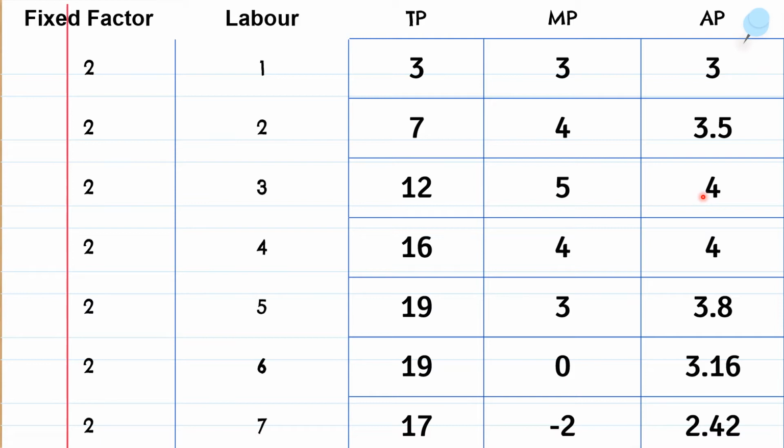Did you get that? Here again, 16 divided by 4 is 4, which means each of the 4 unskilled laborers produces 4 units. Then again, 19 divided by 5 is 3.8. That means each of the 5 contributes to production by producing 3.8. 19 divided by 6 is 3.16. 17 divided by 7 is 2.42.